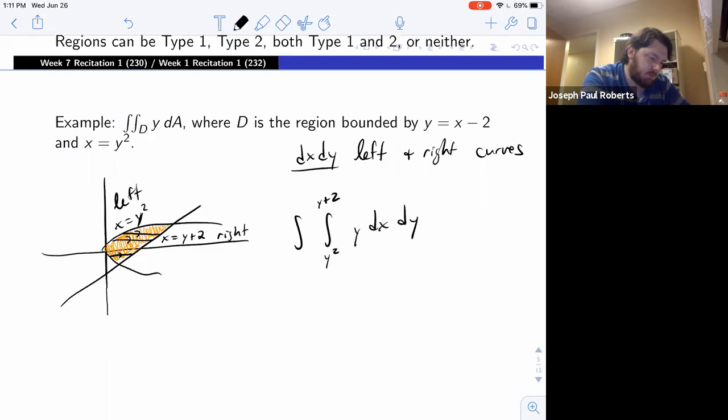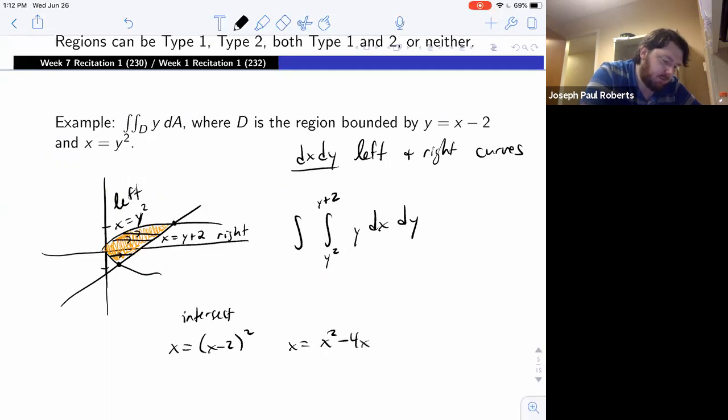And then the outer y bounds are just all the y values that we see. So I suppose we're actually going to have to solve for the intersection point of these two curves. So let's figure that out. Well, if y is x minus 2, then x equals (x minus 2) squared is the intersection. And so, okay, x equals x squared minus 4x plus 4. So x squared minus 5x plus 4 equals 0.